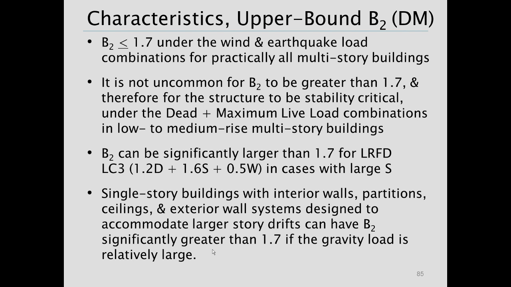structure that's stability critical. If we have a case that has load combination 3 governing and large snow load, then B2 can potentially be significantly larger than 1.7 for a lateral load combination here with wind and the maximum snow. Lastly, single-story buildings, as long as we're talking about cases with interior walls, partitions, ceilings, exterior wall systems that are capable of accommodating larger story drifts, those are cases where we could have a side sway amplifier significantly greater than 1.7 if we have large gravity load being taken by the structure.